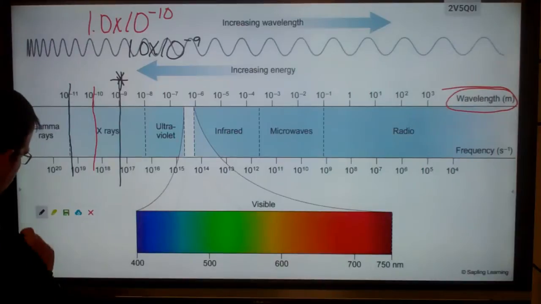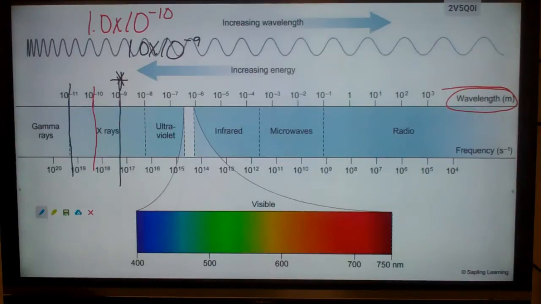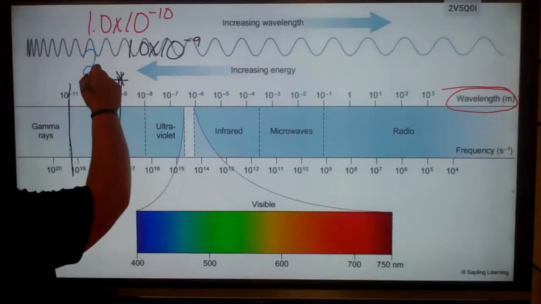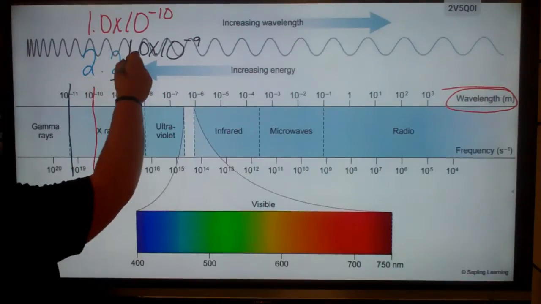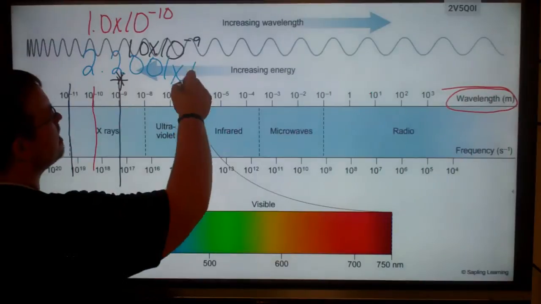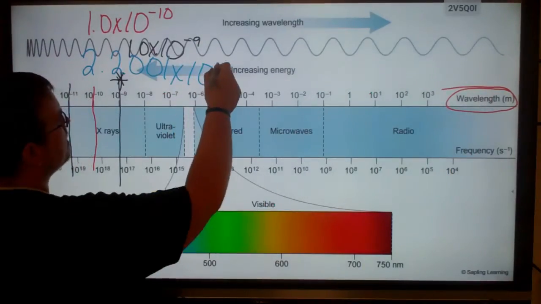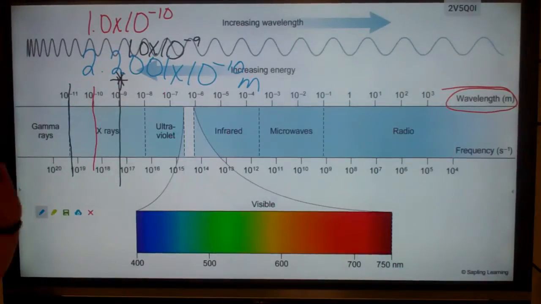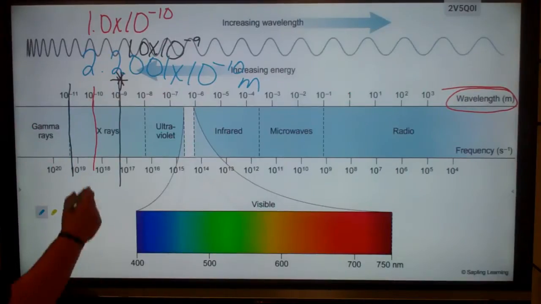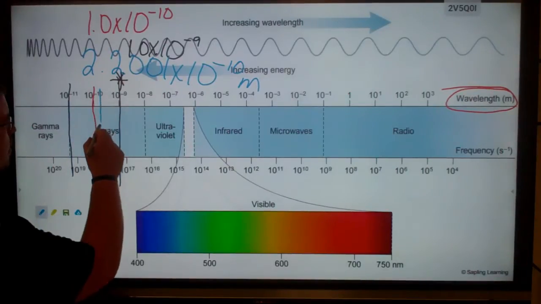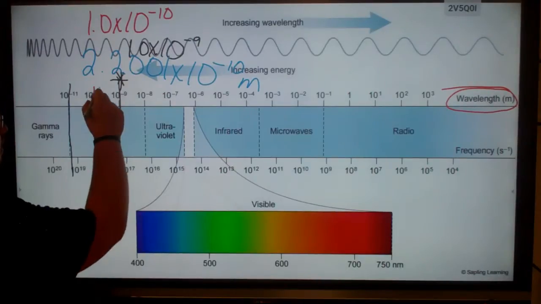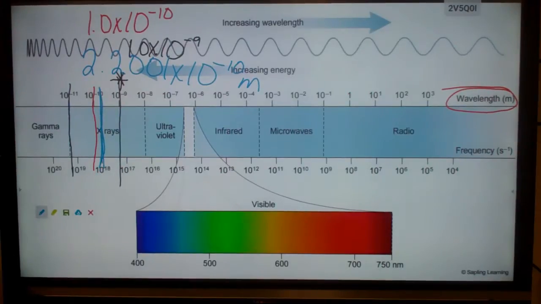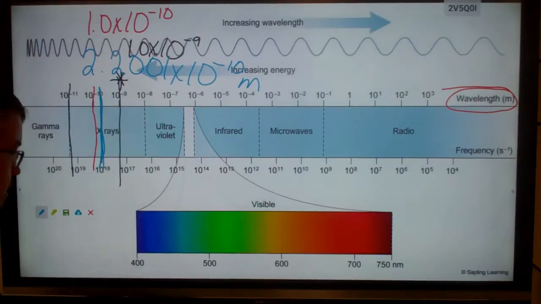In this case, my value in question is 2.2001 times 10 to the negative 10 meters. Where is it going to lie? On the right of this or to the left of it? To the right of it. So you're looking approximately somewhere right in here. So what type of electromagnetic radiation is this?